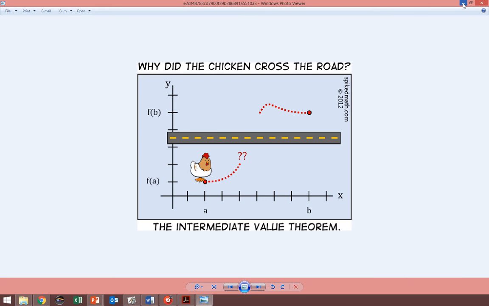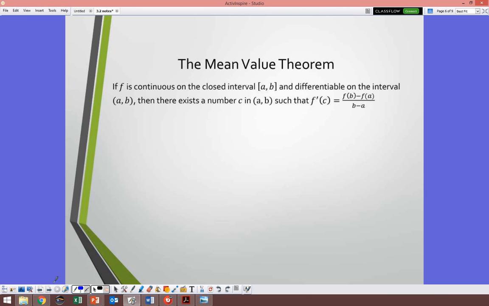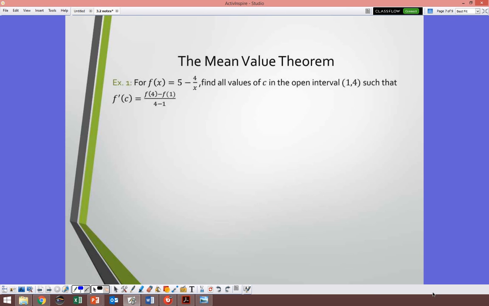So I've been waiting all year to use this analogy. Chicken crossing the road.